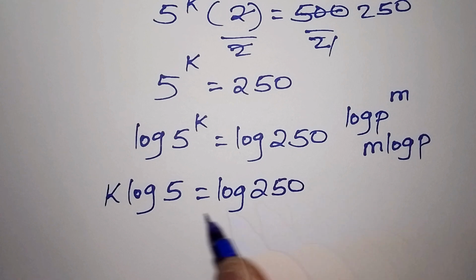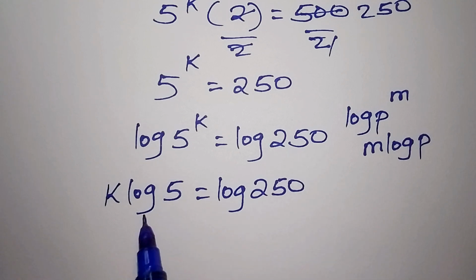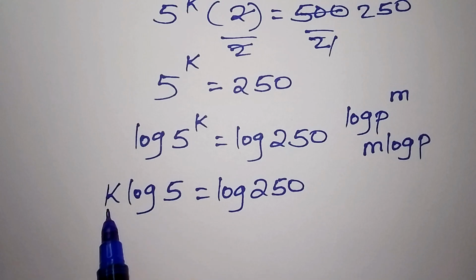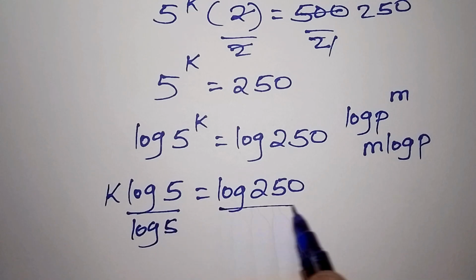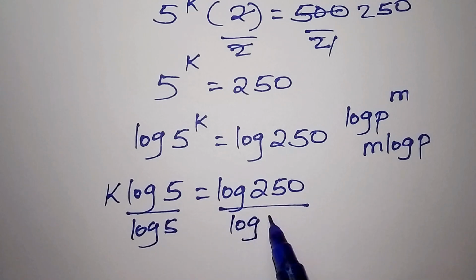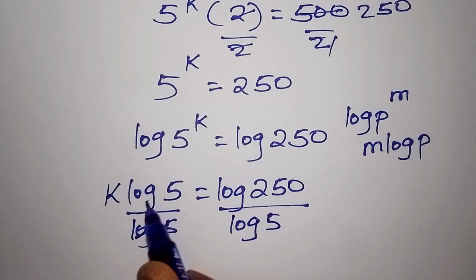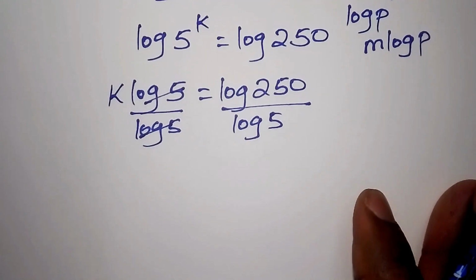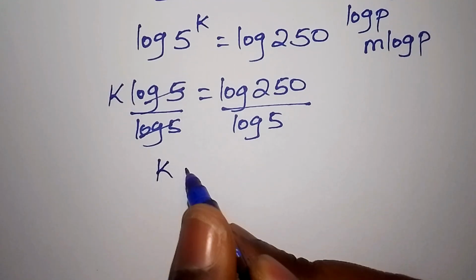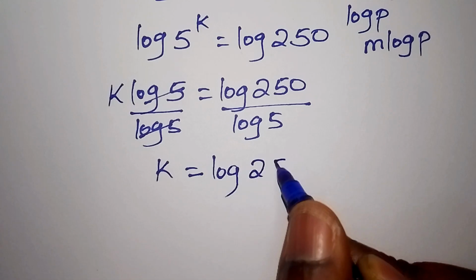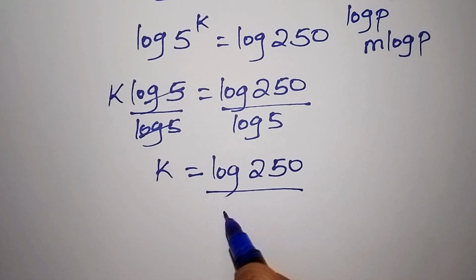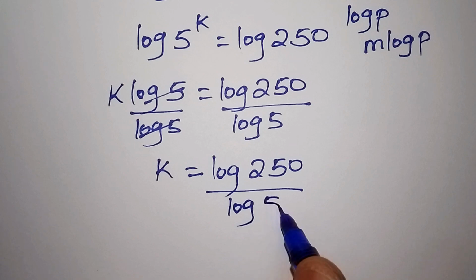So k log 5 is equal to the log of 250. The next thing you need to do is to remove log 5 so that we remain with k. So let's divide both sides by the log of 5. Log 5 and log 5 cancel, so the value of k is the log of 250 all over the log of 5.